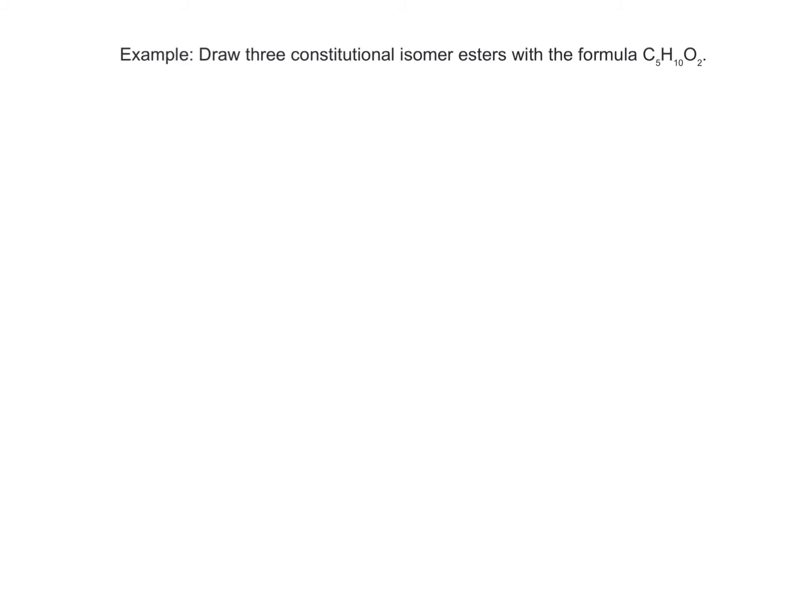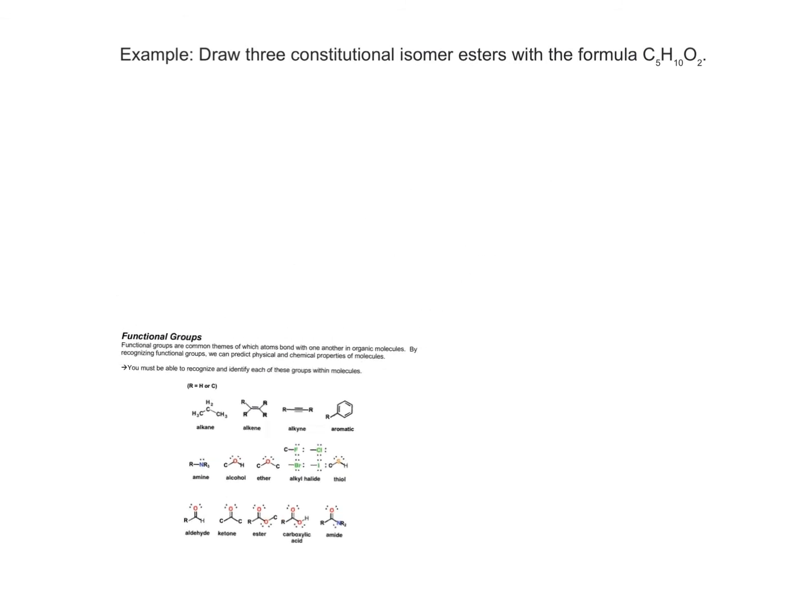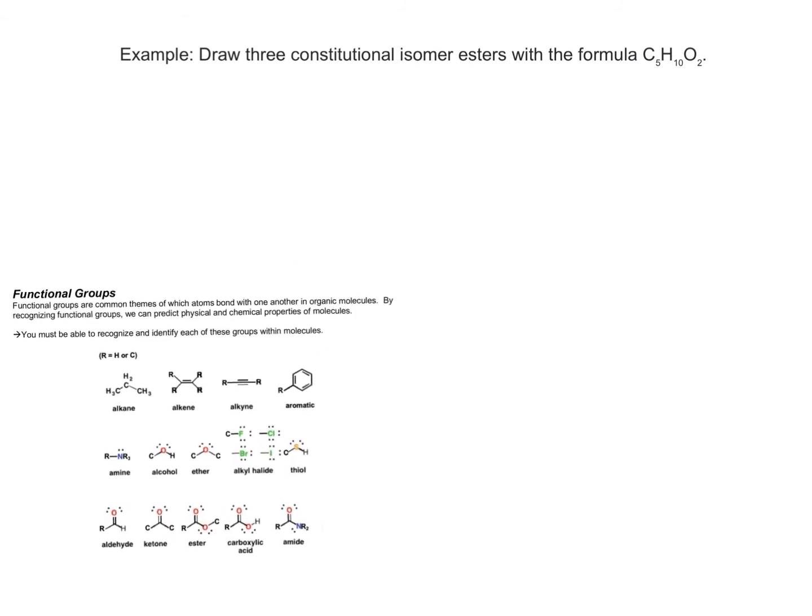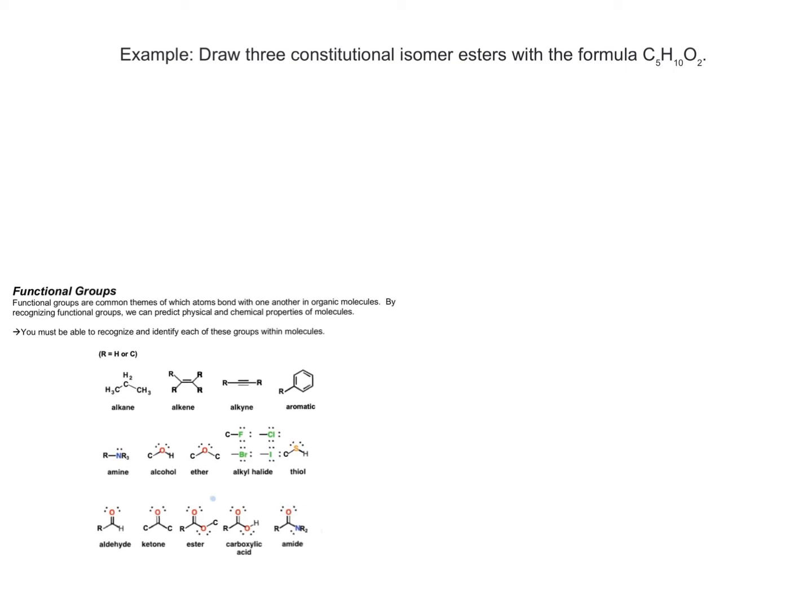So how are we going to draw 3 constitutional isomer esters with the formula specified here? Let's go ahead and bring up our functional group chart so that we can be reminded of what an ester functional group is. Looking at our chart, an ester functional group by definition is represented in this bottom row here as a carbon-oxygen double bond, which we call a carbonyl. And that carbonyl, carbon-oxygen double bond, is directly bonded to an oxygen that's directly bonded to another carbon.